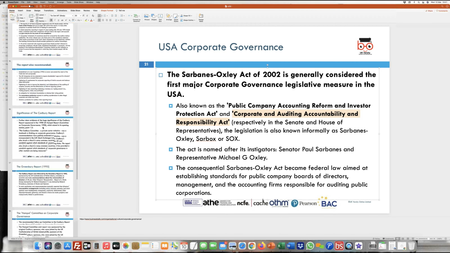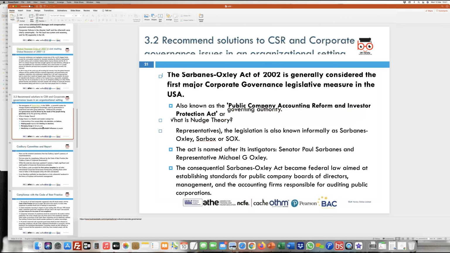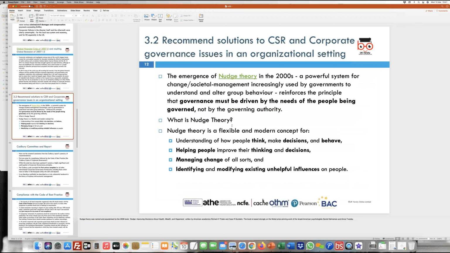So when you look at task 3.2, what it is asking us to do is primarily to look at recommendations which would help us resolve problems of corporate governance and corporate social responsibility by referring to certain theoretical concepts.